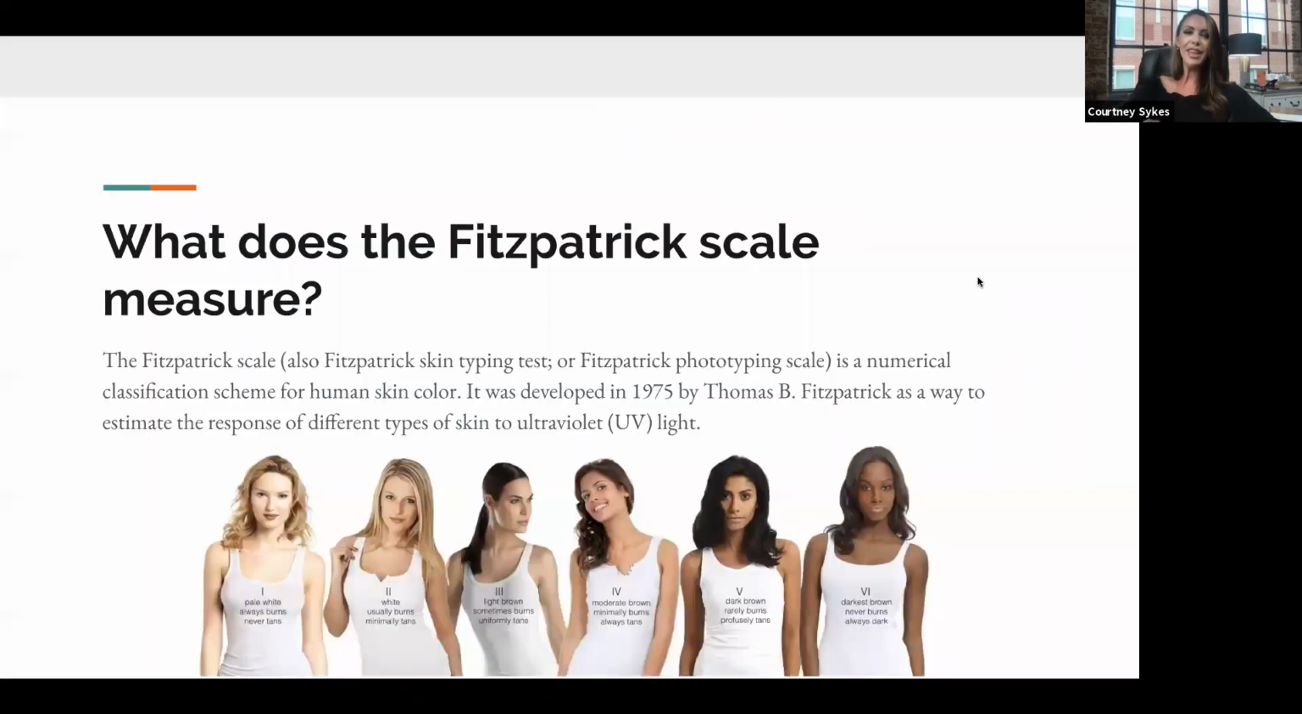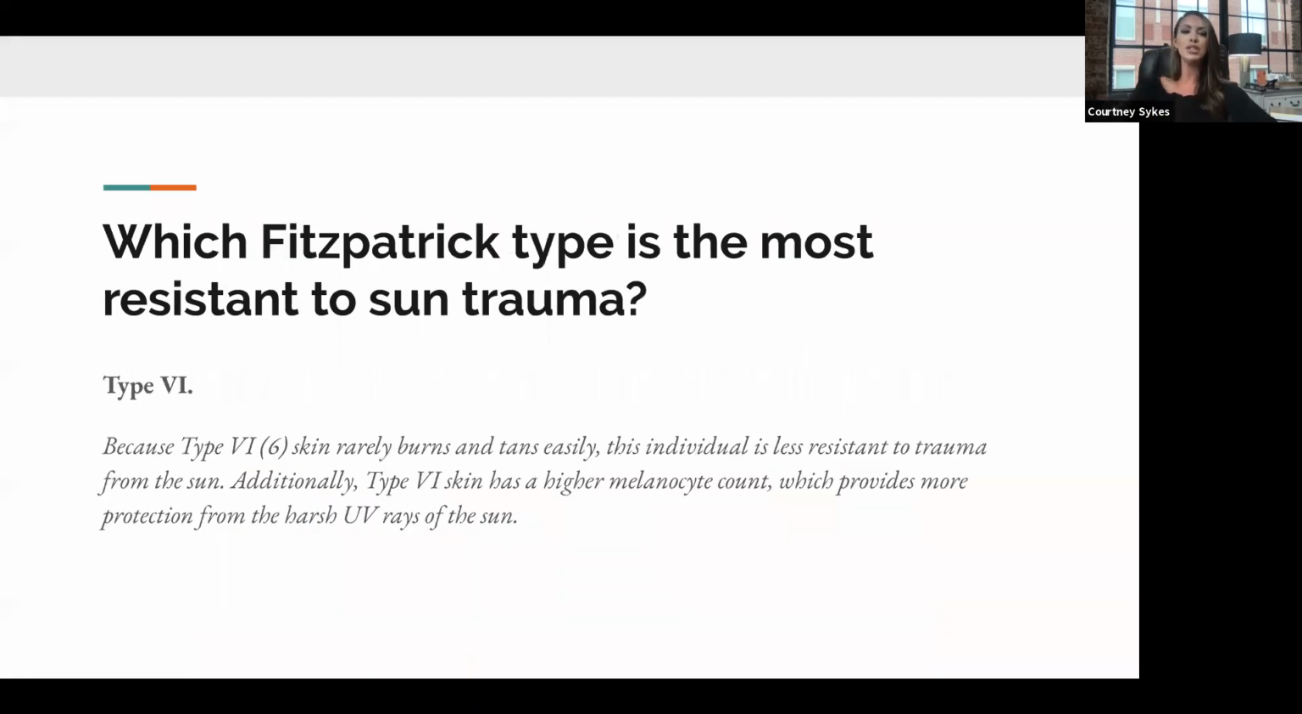Here we go. Okay, so what does the Fitzpatrick scale measure? The Fitzpatrick scale is a numerical classification scheme for human skin color. It was developed in 1975 by Thomas B. Fitzpatrick, of course, as a way to estimate the response of different types of skin to UV light. So we said that. I thought this was a cool picture, by the way, and great for you to actually put in your lobby and discuss different ways you can treat Fitzpatrick types safely, effectively, and aggressively, folks. Just be careful and ease your way into it.